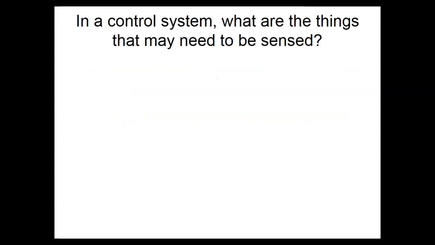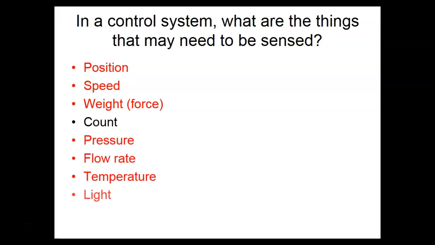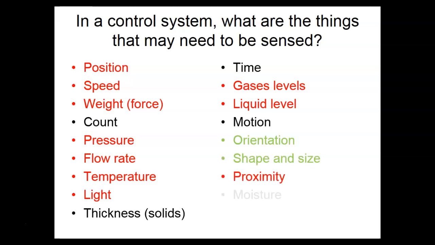So we know what a sensor is, and we looked at position sensors, speed sensors, weight sensors, counters, pressure, flow, temperature, light. We've looked at gas levels, liquid levels. We've looked at orientation, shape, and size, which is what we're fixing to look at, and then we've looked at proximity. So orientation is the way things are placed, right? How they're oriented, and of course shape and size.